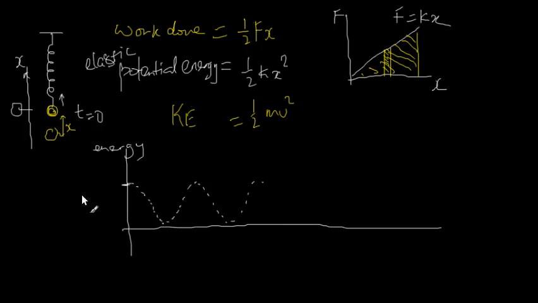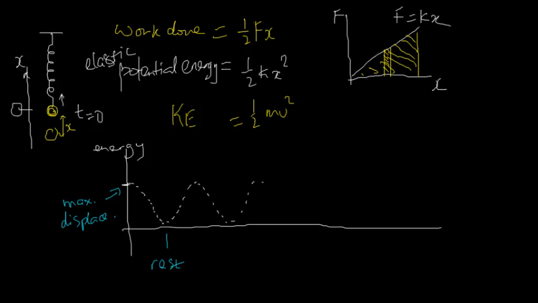Now let me just make some notes here so I know where I am. This is when I stretch it out, so this is at the maximum displacement. The potential energy is zero at the rest position. And that's the maximum displacement again on the other side, then the rest position, and so on.